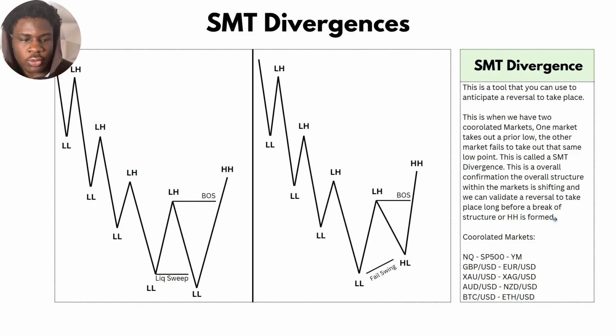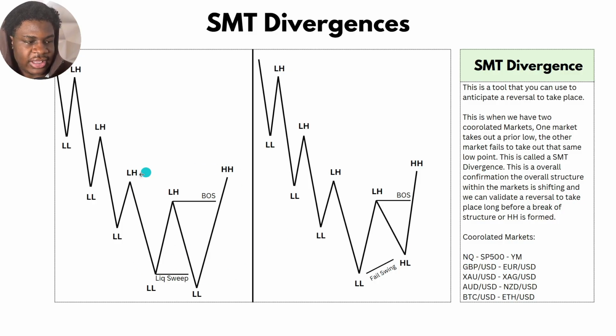And some of the correlated markets that I personally use, one of my favorites, is obviously the NASDAQ and the S&P 500, or the S&P 500 with the Dow Jones, as well as we can use the GBP/USD, as well as EUR/USD, XAU/USD, which is gold, as well as silver, XAG/USD, AUD/USD, as well as NZD/USD, and obviously Bitcoin with Ethereum.